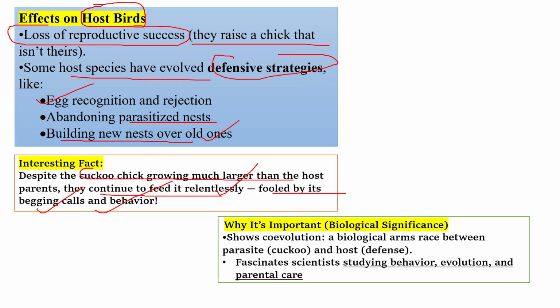Why is it important? What is the biological significance? It shows co-evolution, because host as well as parasite are both evolving. Because the cuckoo is a parasite, she will also find out some tricks and techniques to avoid being caught by the host, and the host will also try to find out some defense strategies. So it fascinates scientists to study their behavior, evolutionary patterns, and the parental care occurring in them. It is a nature's phenomenon which is really interesting, through which they can study this behavior.